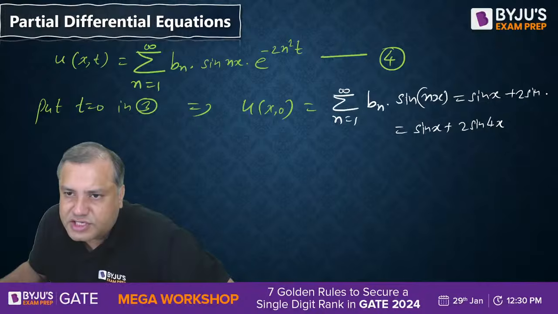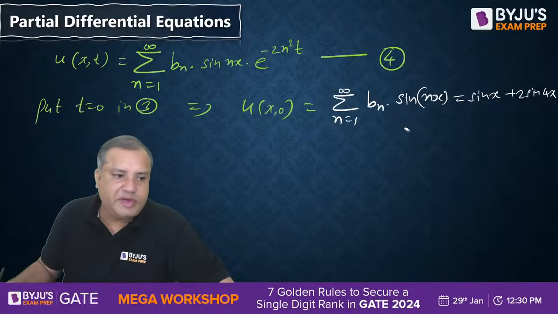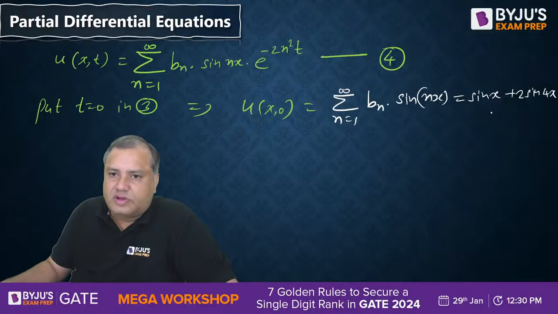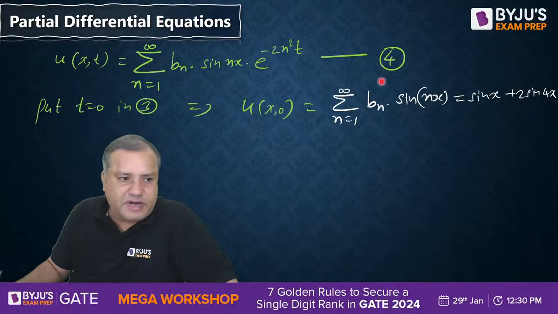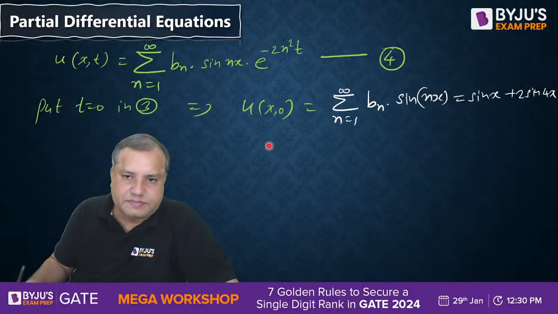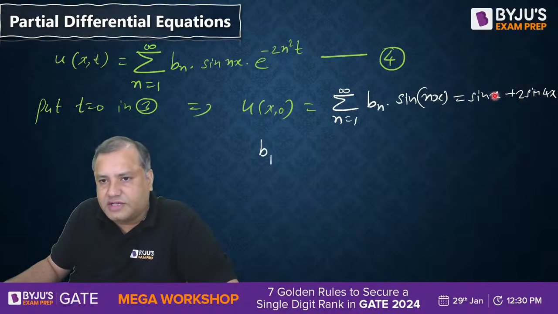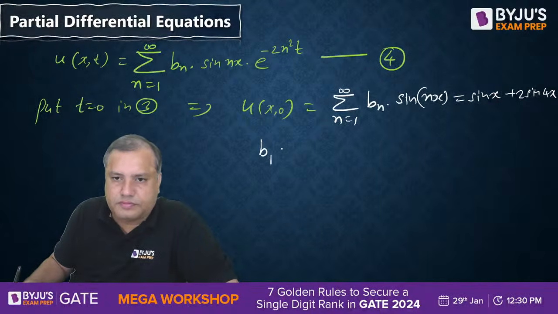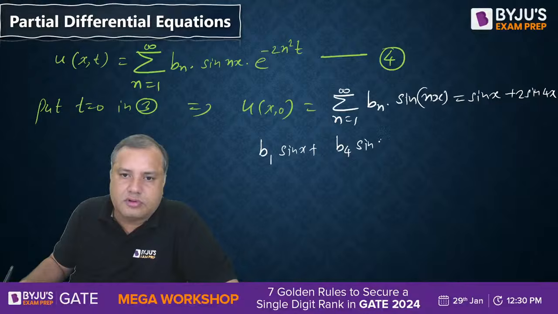Just 5 more minutes, students. I will be winding up. Stay tuned. The major concept is here now. Now see here. Right hand side is having two terms. It means this left hand side should be split into two terms. So n is equal to 1 and n is equal to 4. So b1 sin x and b4 sin 4x.